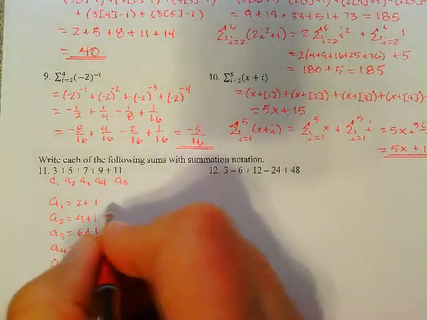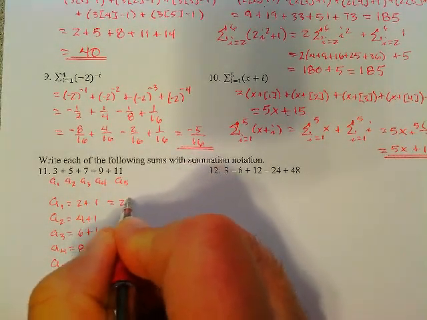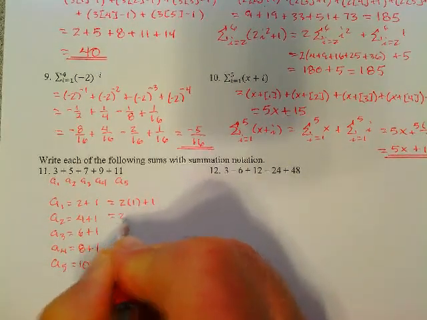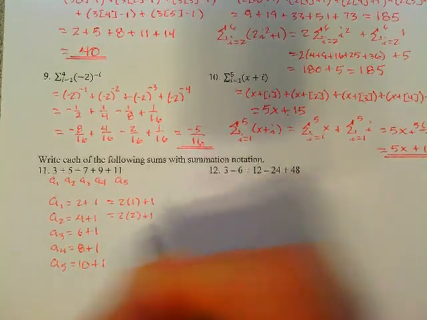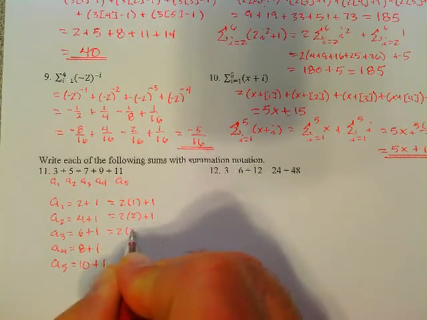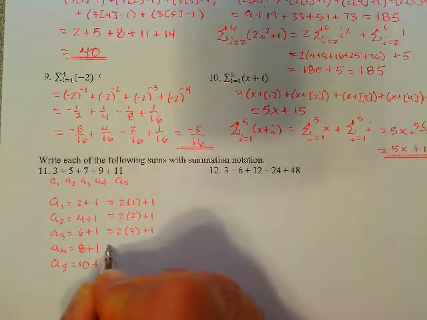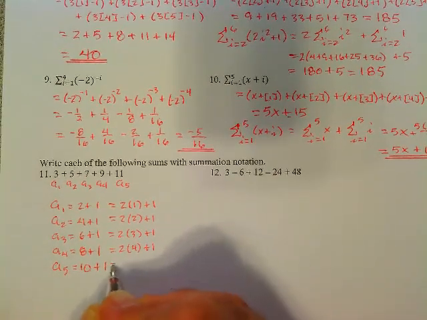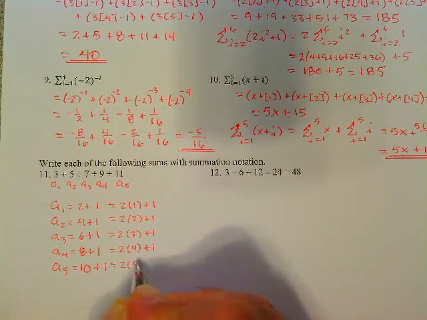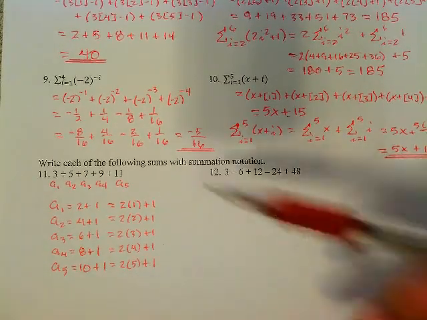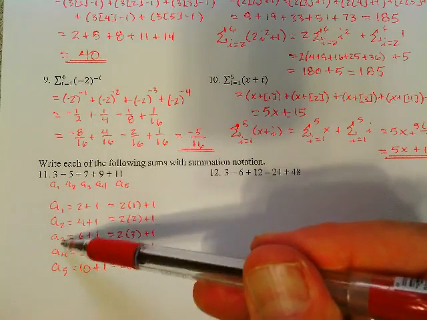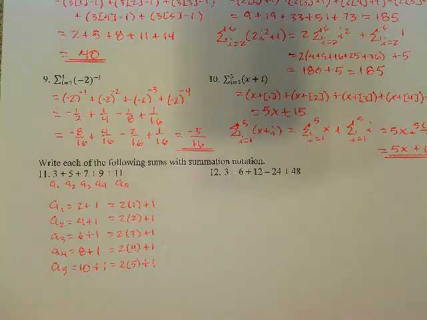In other words, this is 2 times 1 plus 1. This is 2 times 2 plus 1. This is 2 times 3 plus 1. This is 2 times 4 plus 1. And this is 2 times 5 plus 1. And so there's my 1, 2, 3, 4, 5 to match my 1, 2, 3, 4, 5. That's really the trick, if you will.